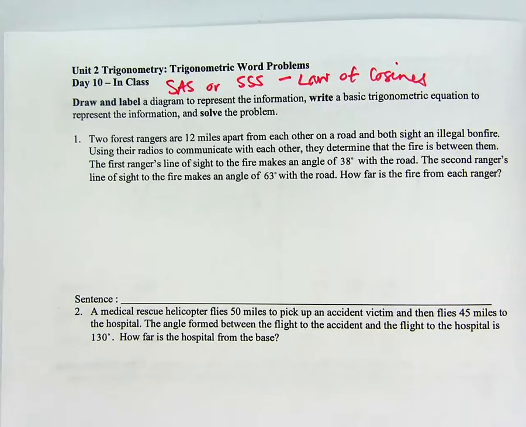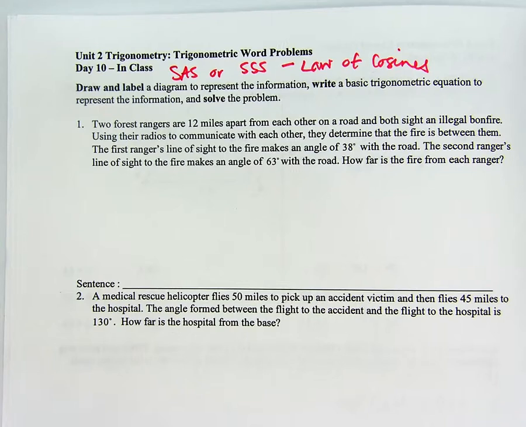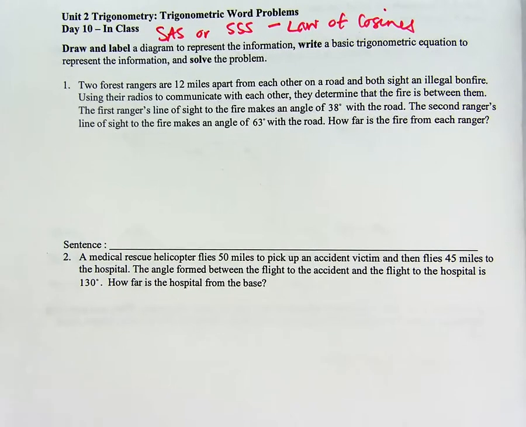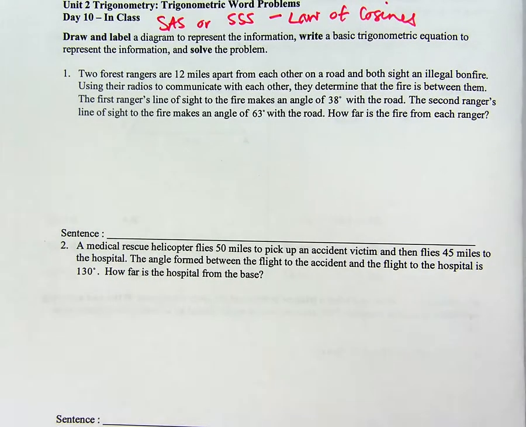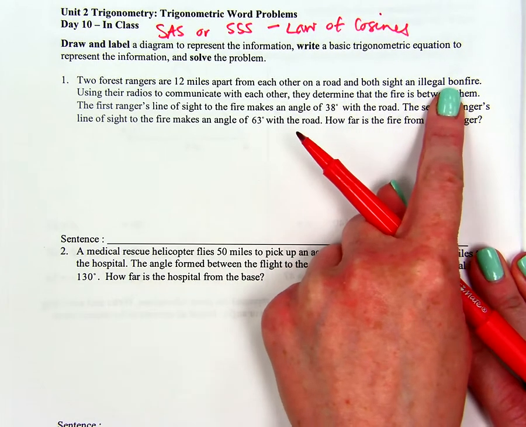I'm going to flip back and forth in our book so you guys can use that as a reference to double check your answers and what equations we're going to be using. The directions say draw and label a diagram to represent the information. We're going to write a basic trig equation, represent the information, and solve the problem. So two forest rangers are 12 miles apart from each other on a road and both sight an illegal bonfire.